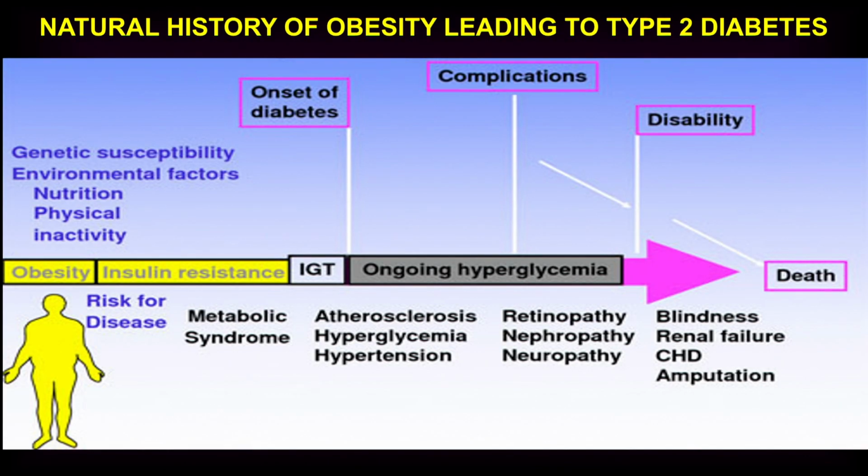Now, if you look at the natural history of obesity, you'll see that for diabetes, obesity is in the causal pathway. So the first step happens with obesity, usually due to excess nutrients, etc. This leads to insulin resistance. From there, we go to the pre-glycemic, dysglycemic states, IGT, IFG. From there, hyperglycemia, and then on to complications and disability. So this is the natural history of obesity leading to diabetes.